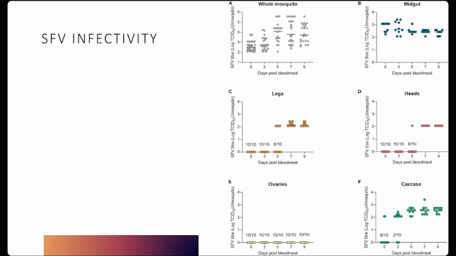So this is the first generation, and you see that over time, over 9 days, it's slowly increasing the amount of SFE as it infects, and it's found in the whole mosquito in its midgut where it first was infected. It's actually going down because it's spreading throughout the body. In the heads, it starts getting infected. It starts infecting there after day 5, and in the carcass, that's the rest of the body without the ovaries, the legs, or the midgut.